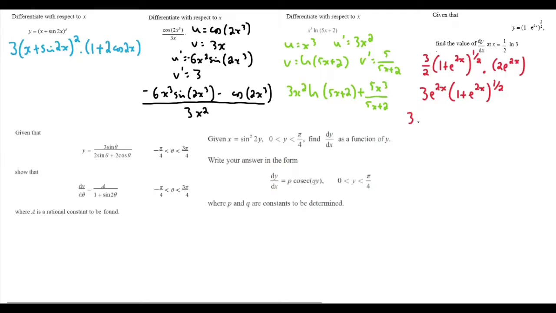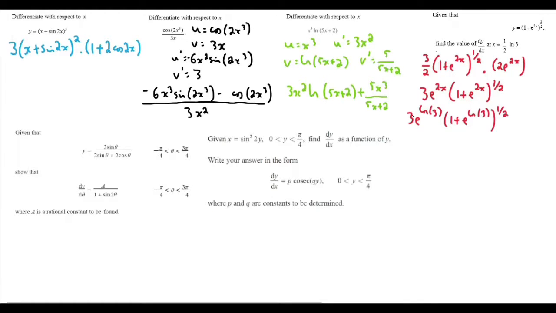So you'll have 3e. Now here, 2 times a half is going to cancel, so you just have ln 3. And that's going to be times 1 plus e. And once again, the 2 is going to cancel with the half, so it just leaves you with ln 3, and this is then to the power of half. E to an ln power, they cancel with each other just to leave you with what was inside the brackets.